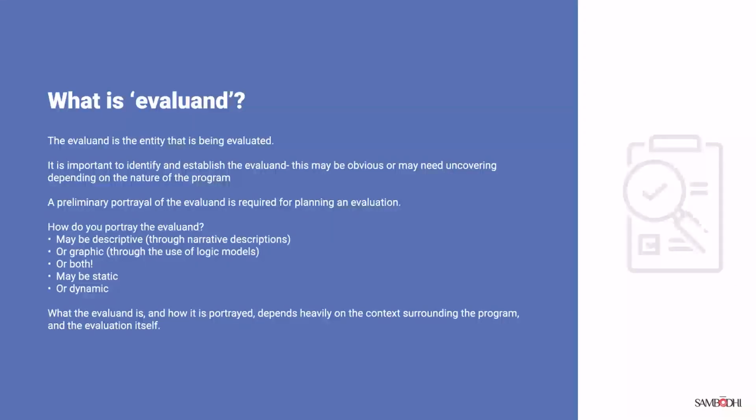Evaluand can simply be understood as the entity that is being evaluated. We must keep in mind to choose an evaluand that is easier to understand and derive the underlying information through the evaluation process. Identifying or establishing the evaluand will depend on the nature of the program. Before beginning the planning stage, an initial portrayal of the evaluand is required to determine its nature, such as being descriptive or graphic or both, static or dynamic or both. This is necessary as it will allow us to portray the evaluand determined by the nature of the investigation and the evaluation of the program.